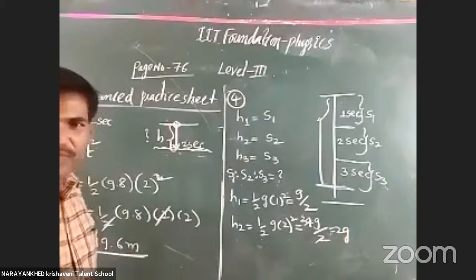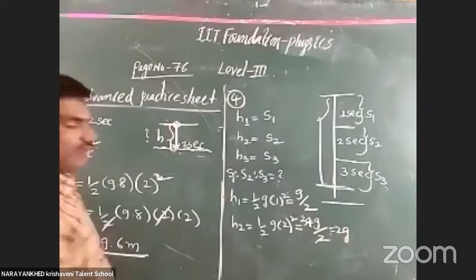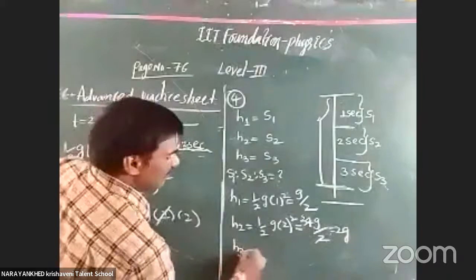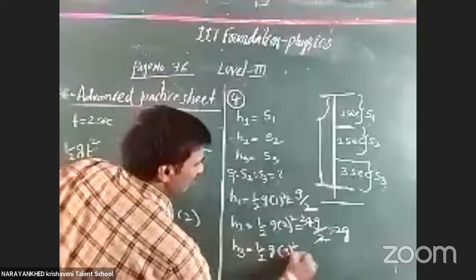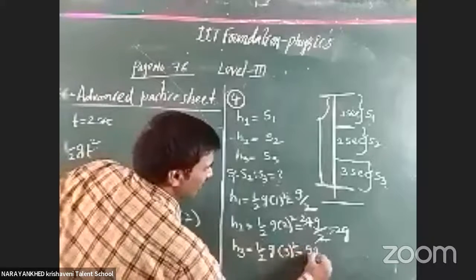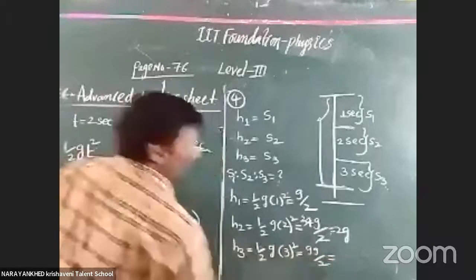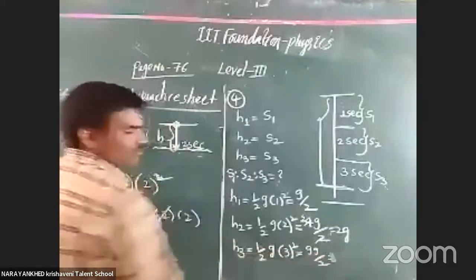In terms of G we get first. And now what is the H3 here? H3 is equal to half into G into 3 square. It becomes 9G by 2. Okay, clear or not, all the students?